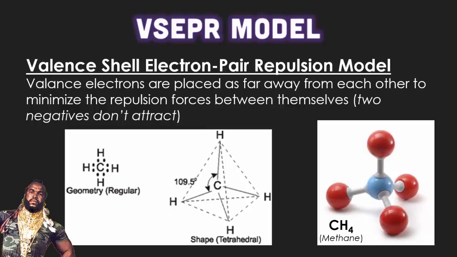as far away from each other as possible to minimize the repulsion forces between themselves. Two negatives don't attract, they repel. So that's why it's called valence shell electron pair repulsion. When we look at our models, we've been drawing methane, for example, as very flat structures, but in reality, because these things are in 3D space, they actually take up their own angles and distances. And using the VSEPR model, we can get different shapes that these covalent molecules actually resemble in real life.